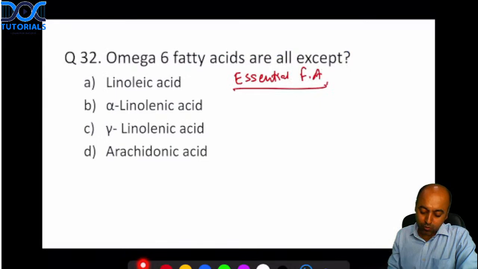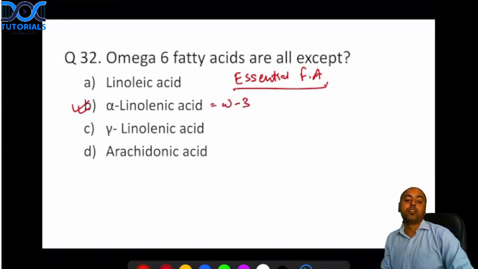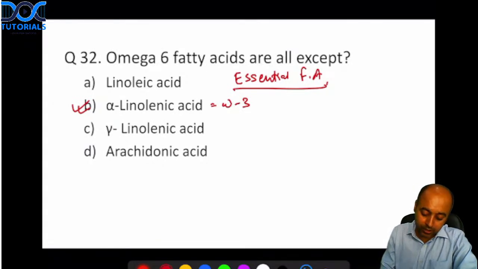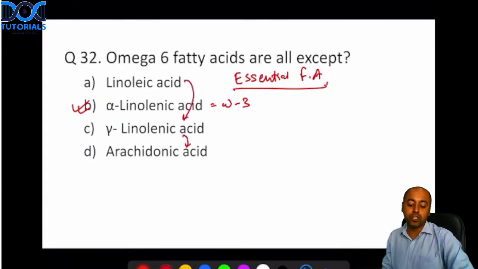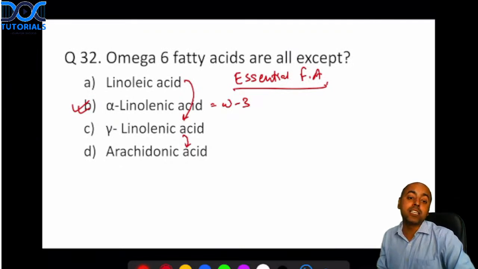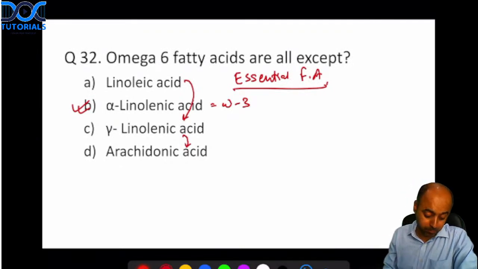So if you go back to the question, you can make out that the alpha-linolenic is actually omega-3, whereas linoleic, which gets converted to gamma-linolenic, which then gets converted into arachidonic, are all omega-6 fatty acids.